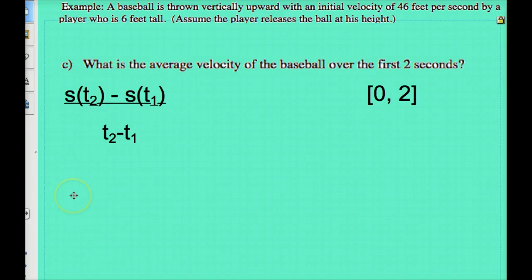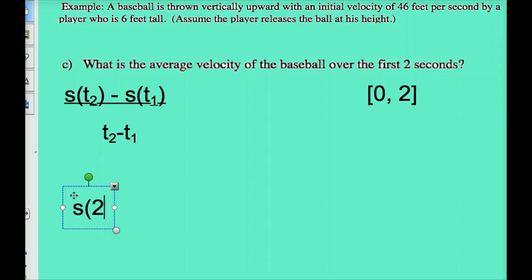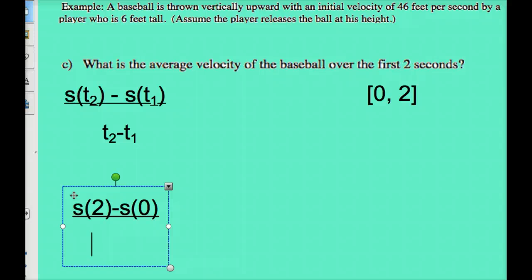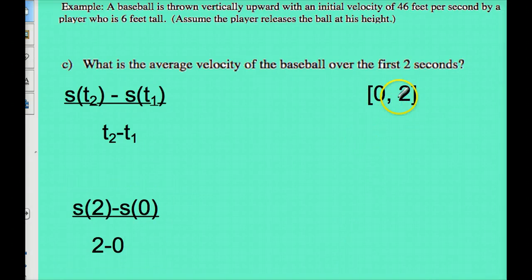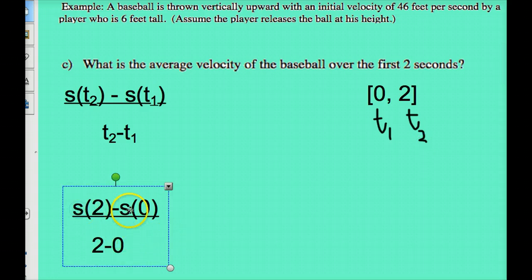So let's do that. I'm going to get s of 2 minus s of 0 over 2 minus 0. And that's because, like we said earlier, this right here is your t1. This right here is your t2. Now you might ask, okay, I know how to do the denominator, but where do I get these s's from? Well, where is the s equation that you had before?